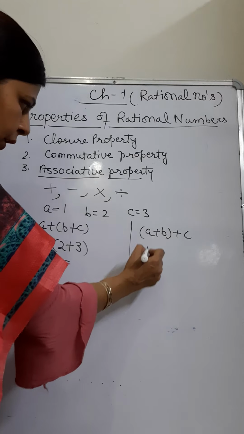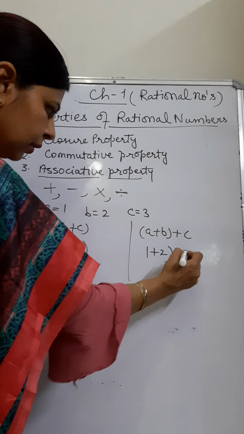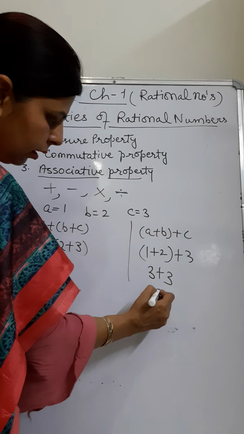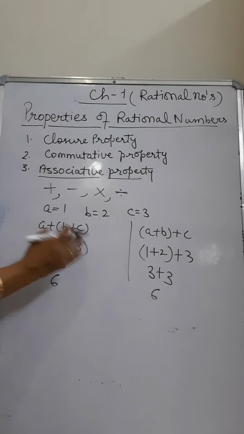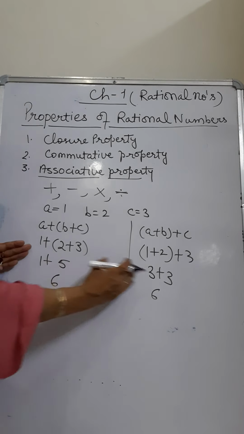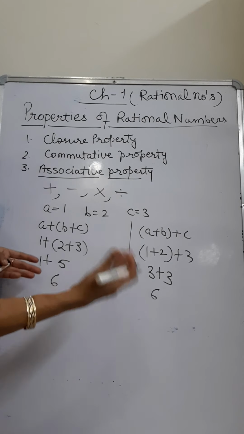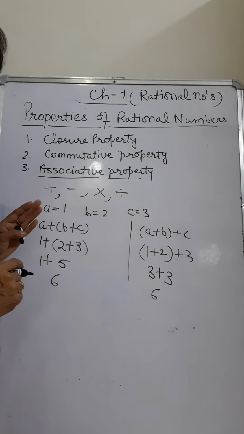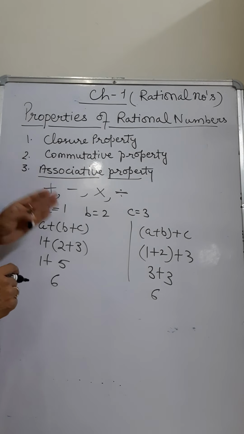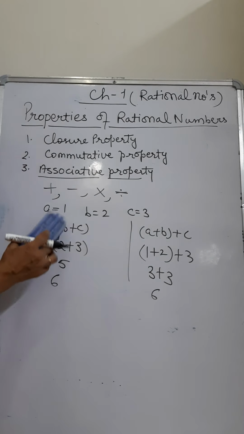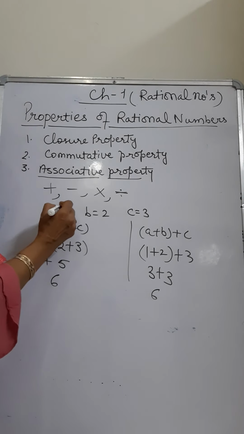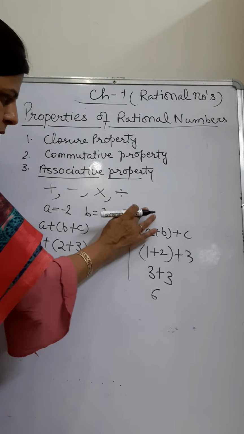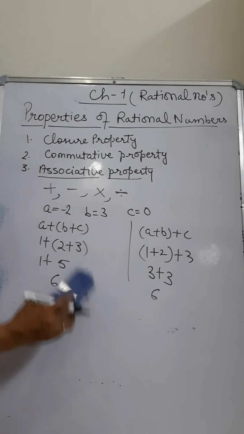Now A is 1, B is 2 and C is 3. I have changed the order here. By changing the order, again the result is the same. So it means we can change the order. We can arrange any three numbers in any order. Same way, this property we have done in 7th class for integers. In the integers I am taking other examples, like here I am taking -2, here I am taking 3, here I am taking 0. Any example you can take.